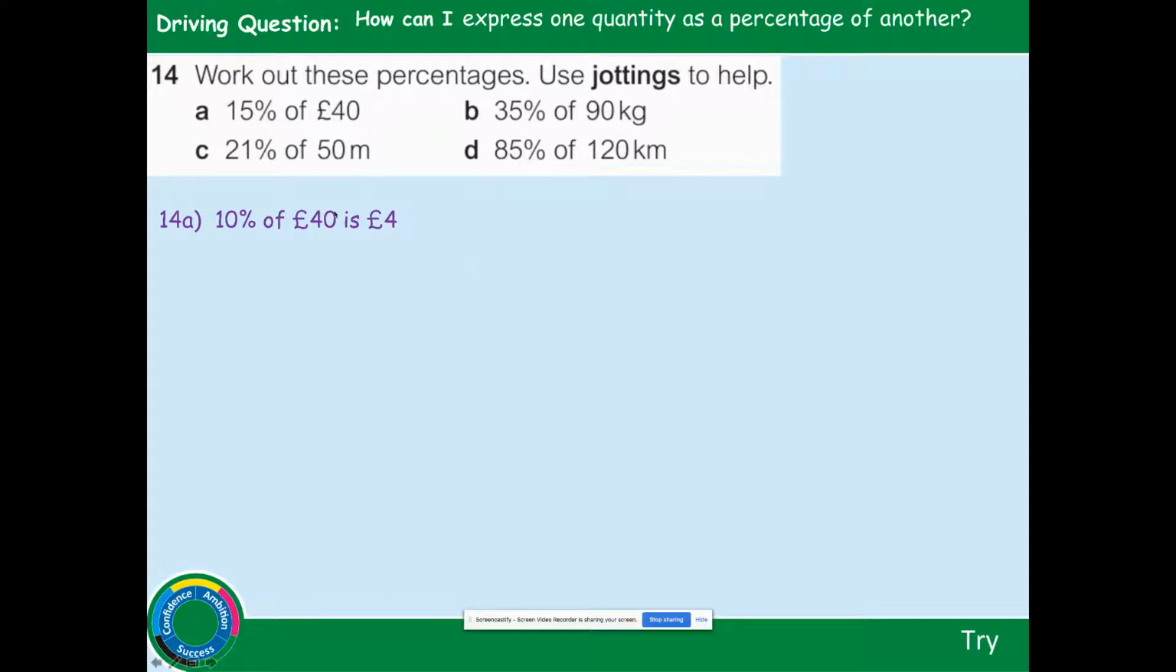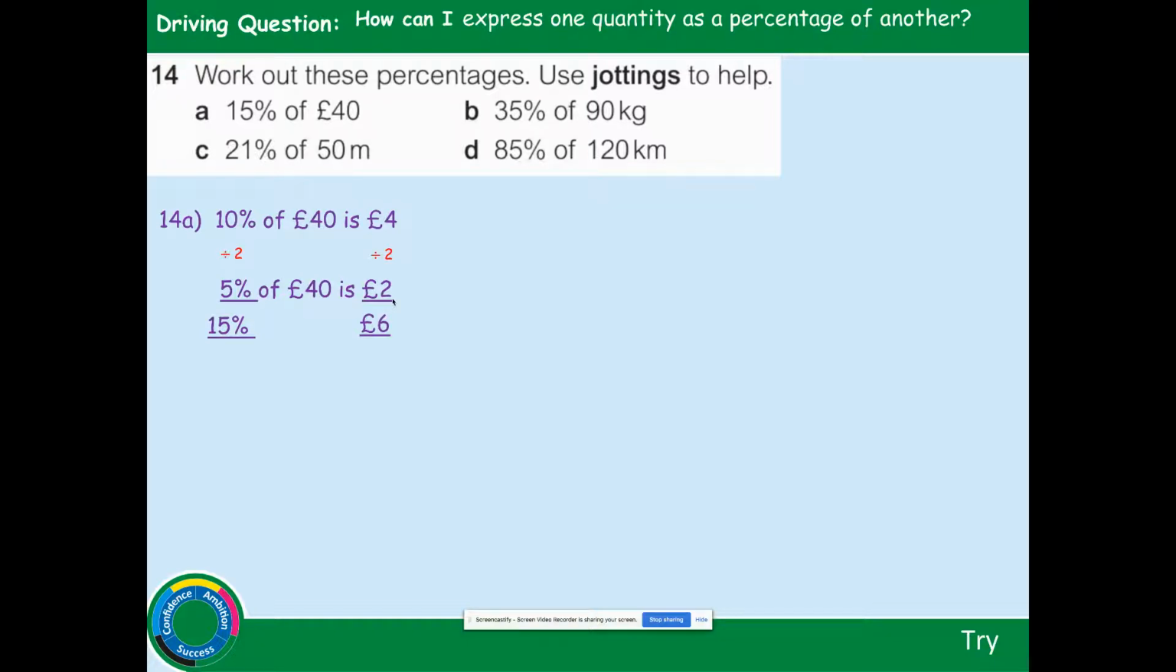10% we're dividing by 10, 1 0, so we're going to move one place. So that 40, 4 moves into the ones column, it becomes £4. So we know 10% of 40 is £4. Now if I divide 10 by 2, I get 5%. So I need to divide 4 by 2. So if I divide by 2, I get my 5%, and half of 4 is 2. So now I've got 10, add 5 is 15. So if I add my two answers together, I will have 15%. So £4, add £2 is £6.